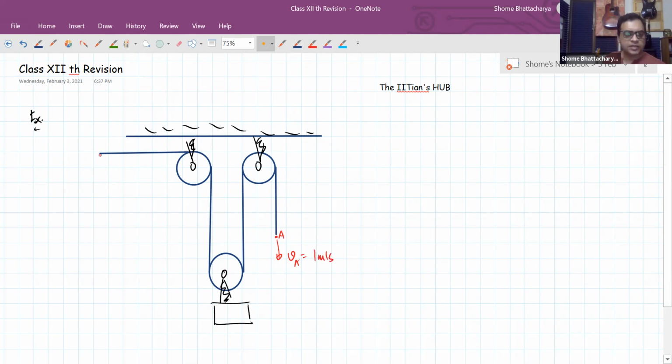And this end of the thread is being pulled horizontally. This end is, let's say, B. So this end is being pulled with a horizontal speed of 2 meters per second. So we have to find the speed of this block. Okay. So Devesh, this is the question you have sent, right?